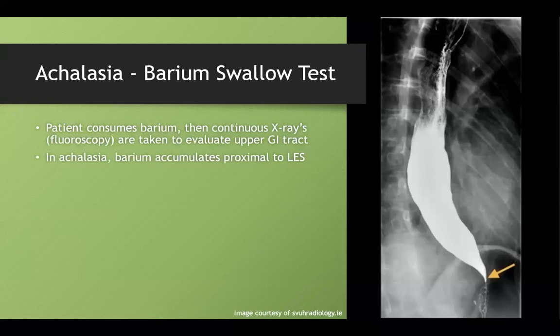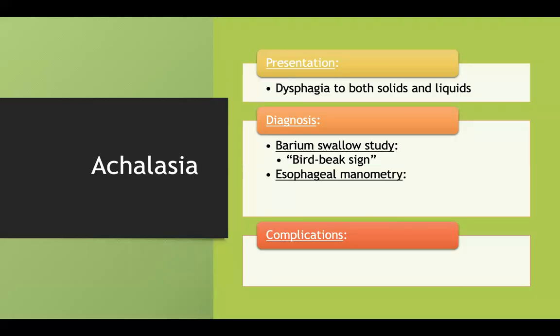So you can see how it's all accumulating right before the LES. And you get this bird beak sign, which you can see at the very bottom right there. Now you can also diagnose this through esophageal manometry, and it's going to show up as high lower esophageal sphincter pressure or tone and absent peristalsis.